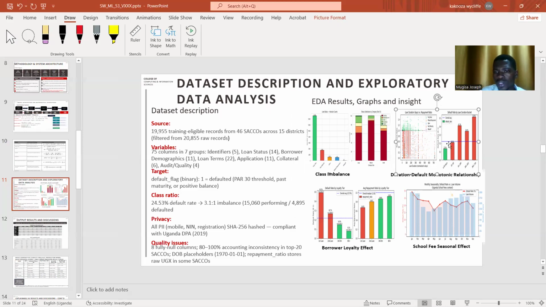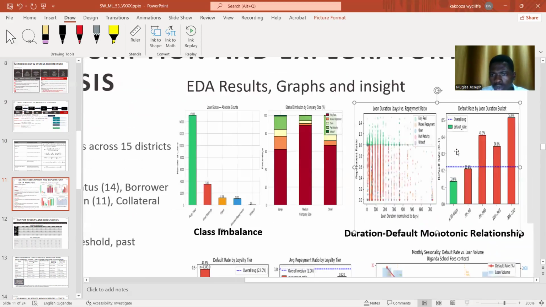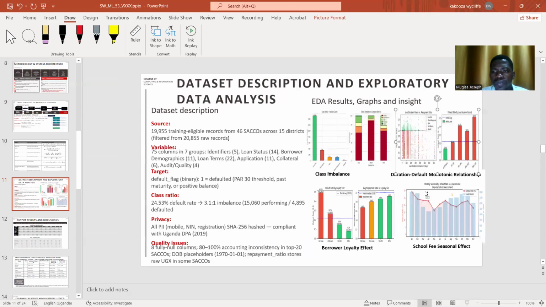And then duration and default. However much it is not that monotonic, you can see, it indicates for us a high correlation. If we zoom here, we have a high correlation between default rate and the duration of the loan. So we derive insights from there.